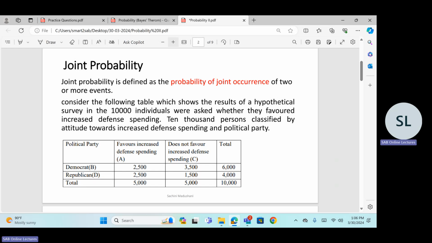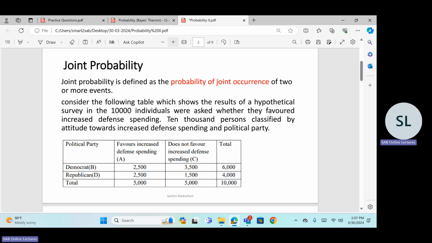We do not get the probability of one single event. Always we check the probability value for the joint occurrence of two or more events. Okay, this is the example. Consider the following table which shows the results of a hypothetical survey in which 10,000 individuals were asked whether they favor increased defense spending. 10,000 persons classified by attitude towards increased defense spending and political party. Okay, this is the survey result.